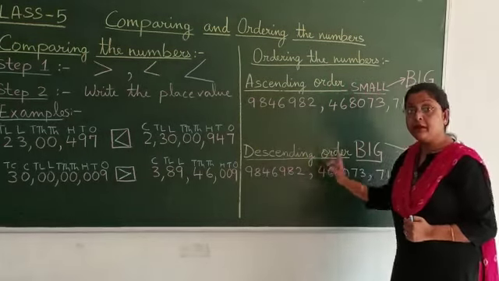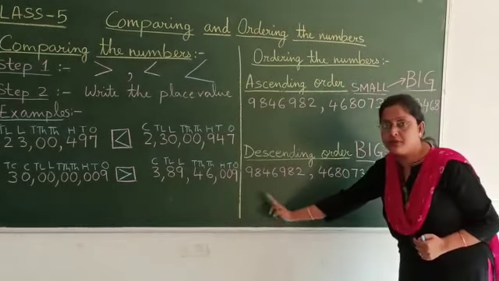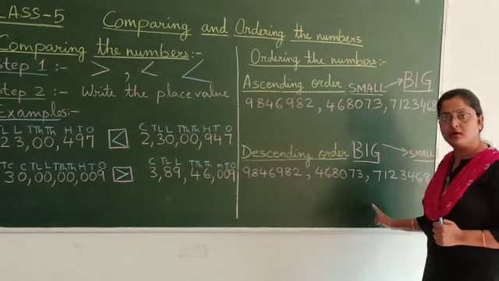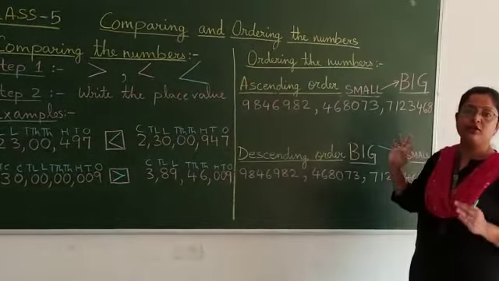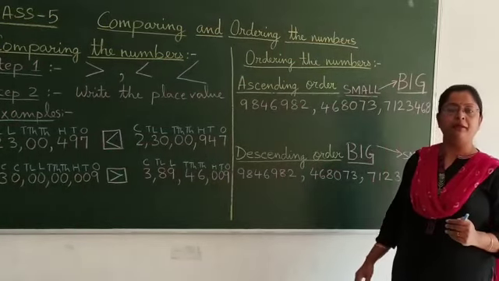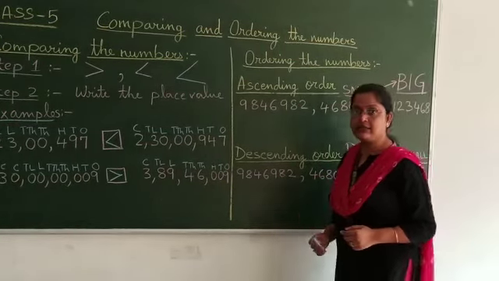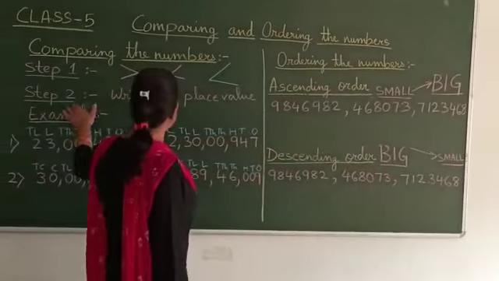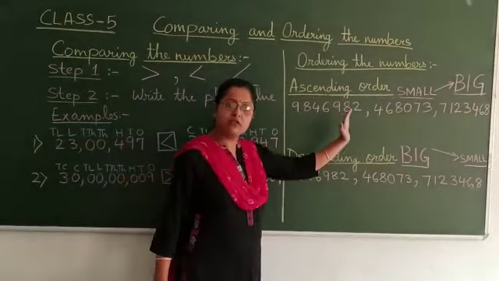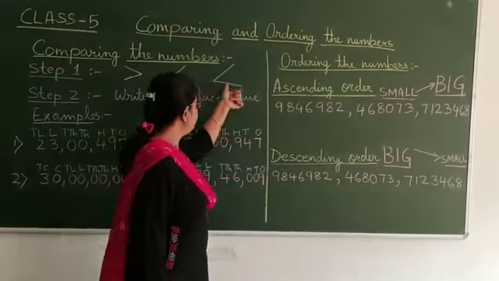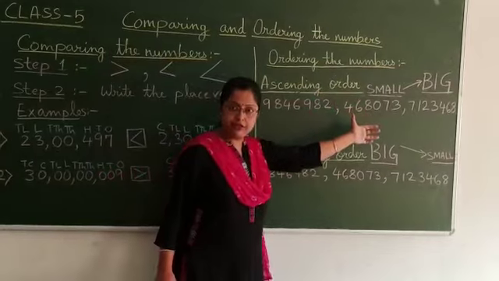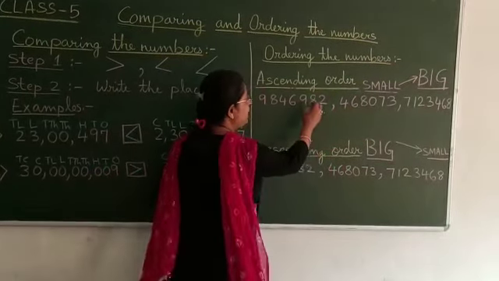And in descending, first you write the biggest one, then a little smaller, smaller, smaller, and the last one should be the least number. Am I clear? Let's start and try it out. We'll follow the same step number 2 of writing the place values here as well, but we do not use the sign here to compare them. We compare and arrange them. Alright, let's see how to work it out.